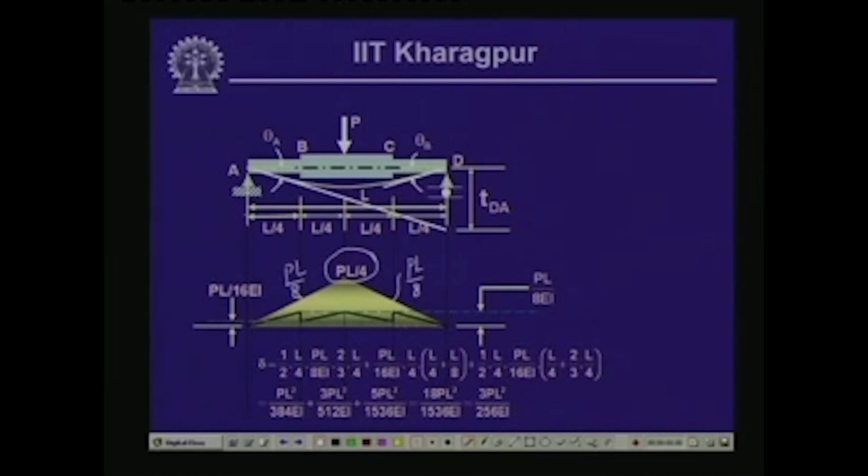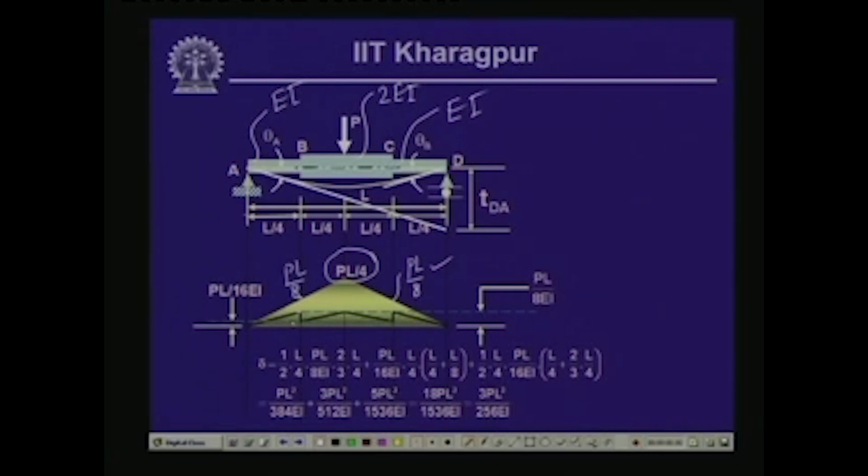Now, what we need to do is draw the M by EI diagram, and for drawing the M by EI diagram, we divide the ordinates of the bending moment diagram by the respective EI values, and as you can see over here, for these two parts you have one EI value, for this part BC you have another EI value. So, over here the flexural rigidity is EI, for this the flexural rigidity is EI, and for this the flexural rigidity is 2EI.